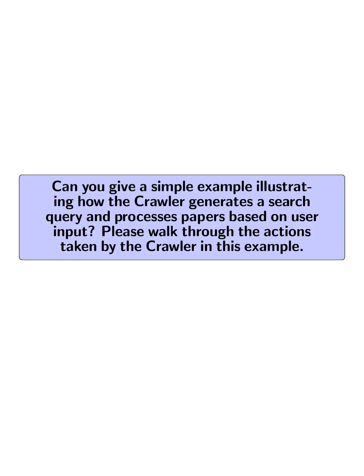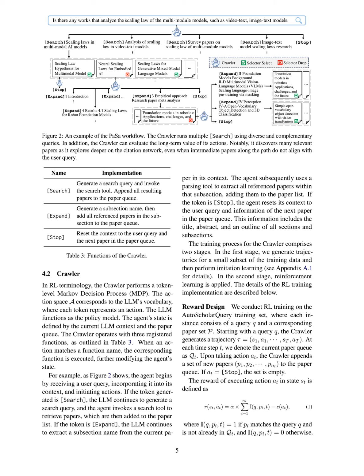Can you give a simple example illustrating how the crawler generates a search query and processes papers based on user input? Please walk through the actions taken by the crawler in this example. In the crawler's operation, it begins by receiving a user query, such as non-stationary reinforcement learning using UCB-based algorithms. The first action it takes is to generate a search query based on this input, which it then uses to retrieve relevant papers from online sources.